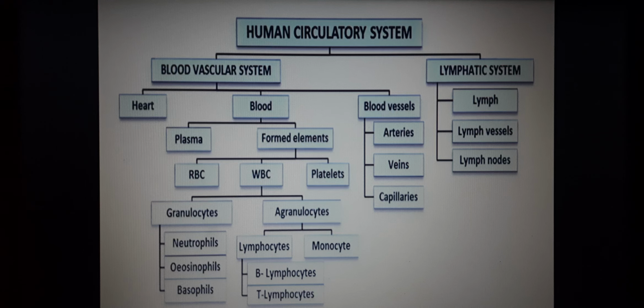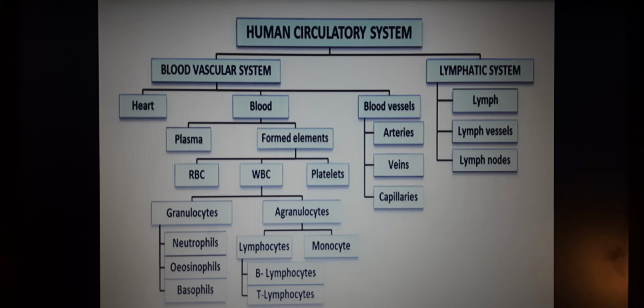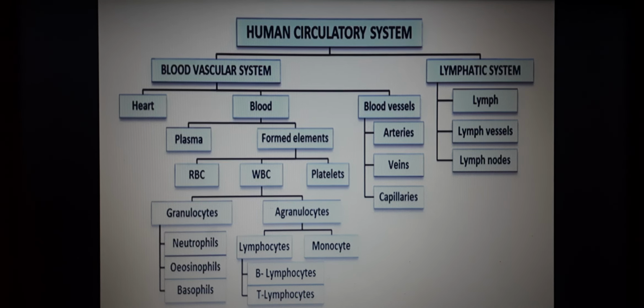Then about the blood vessels, they are the arteries, veins and capillaries. About these things I will explain later on. And the lymphatic system, again I will explain: lymph vessels and lymph nodes.